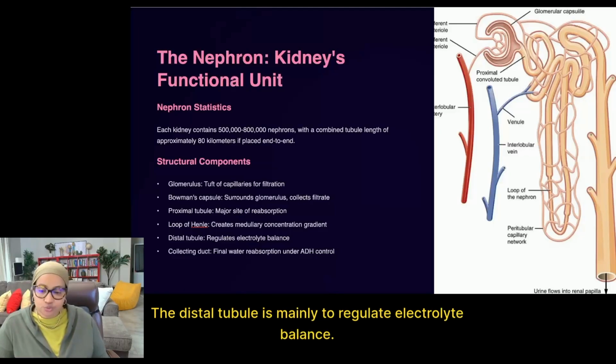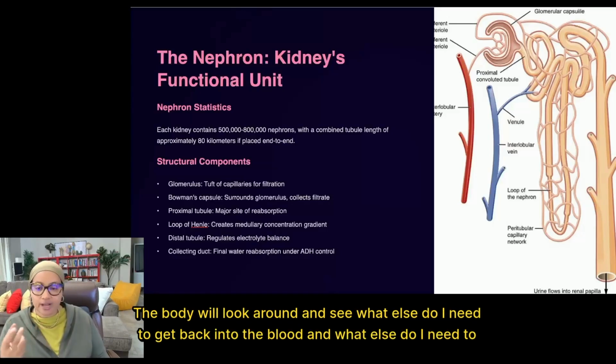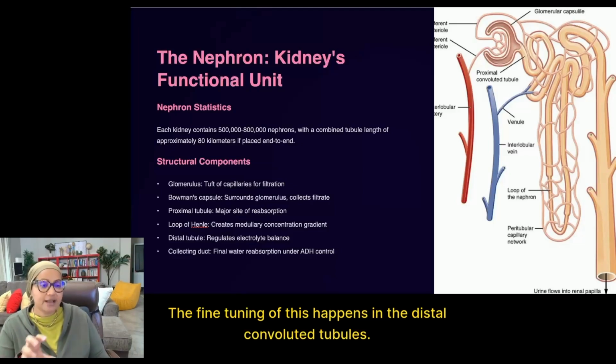The distal tubule is mainly to regulate electrolyte balance. This is where the fine-tuning of the filtrate happens. The body will look around and see, what else do I need to get back into the blood, and what else do I need to lose or dump into the urine. The fine-tuning of this happens in the distal convoluted tubules.